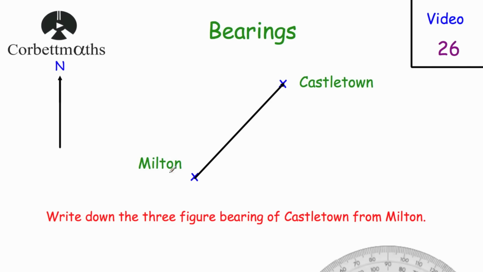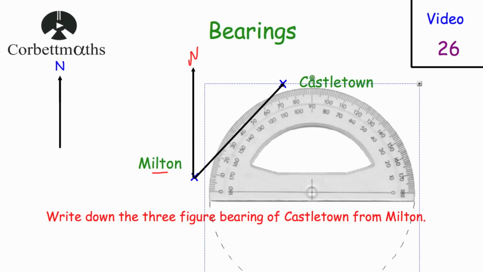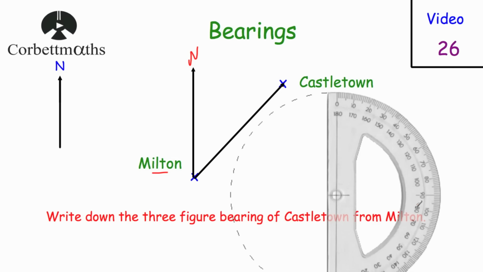Next we want to just make sure we know where we're measuring the bearing from. So we want to measure the bearing of Castletown from Milton. So we're in Milton. So let's draw our north line at Milton, and we'll just put a little N at the top to show that it's north. Next, let's get our protractor and we want to rotate it so that we've got the 0 at the top. So we've rotated our protractor, and now let's just double check with the angle we want to measure.